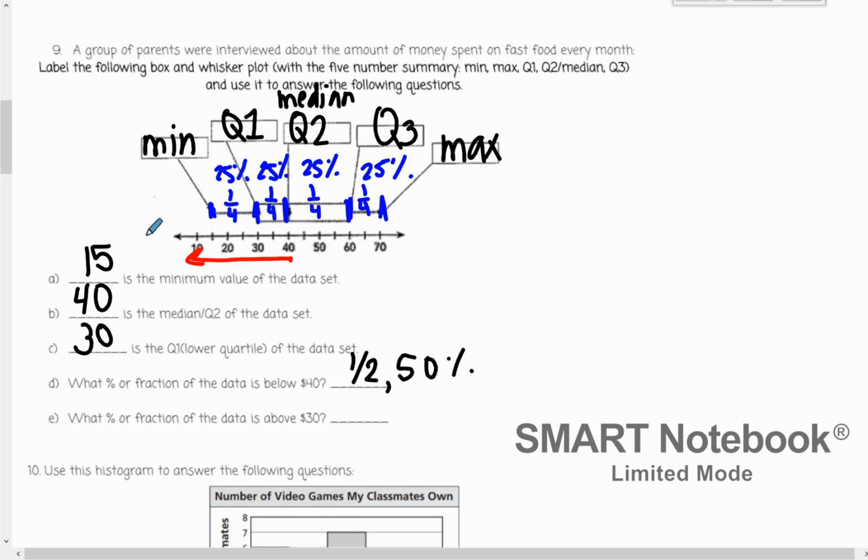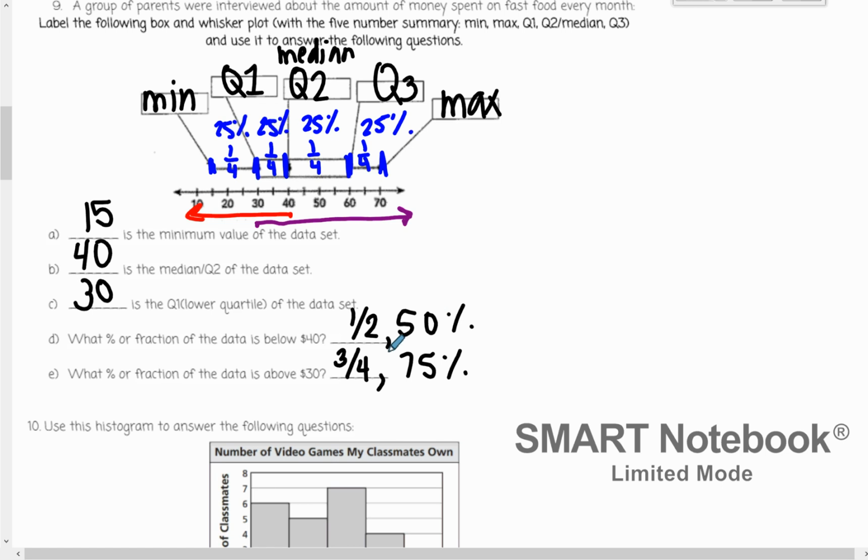What percent or fraction of the data is above $30? So here we have $30. We have 1, 2, 3 parts that we are talking about. So that is going to be 1/4 plus 1/4 plus 1/4 is 3/4. Or if you like percents better, 25% plus 25% is 50%, plus 25% more is 75%. All right. These are the questions that I see students struggle with the most on this material. So just make sure that makes sense to you. Each part is 1/4, or each part is 25% in between each of those pieces of data.